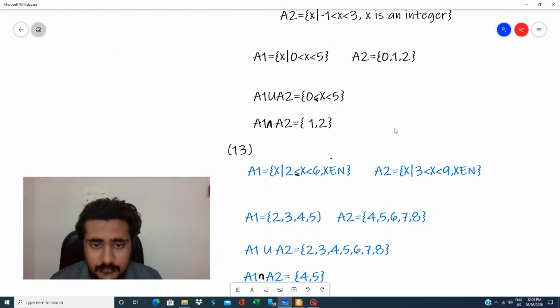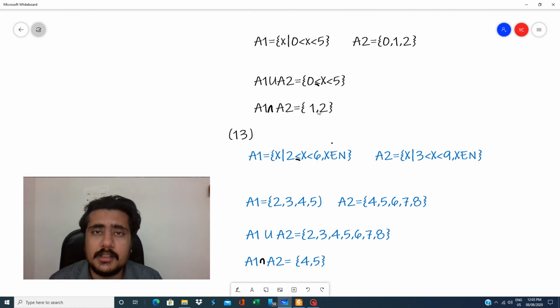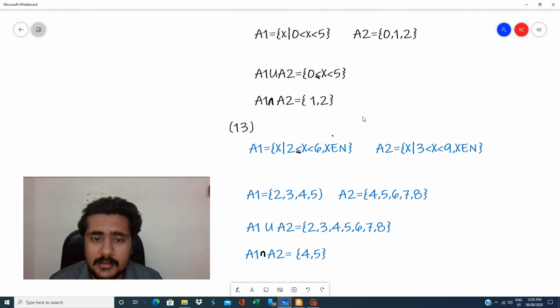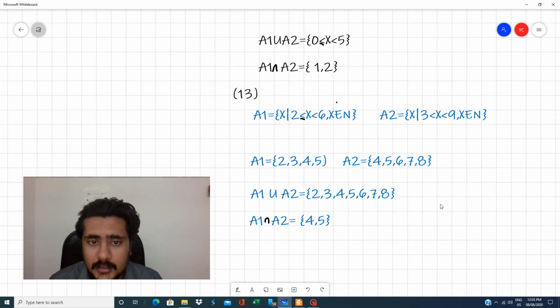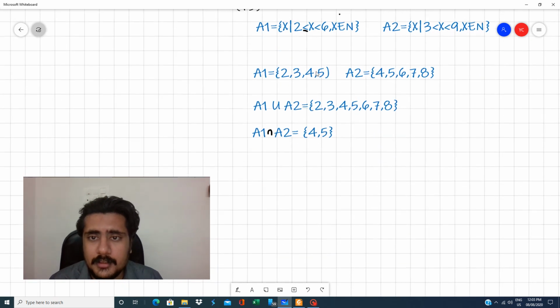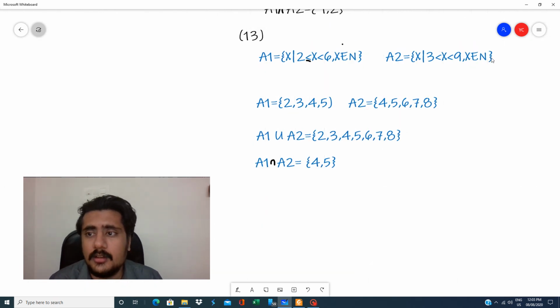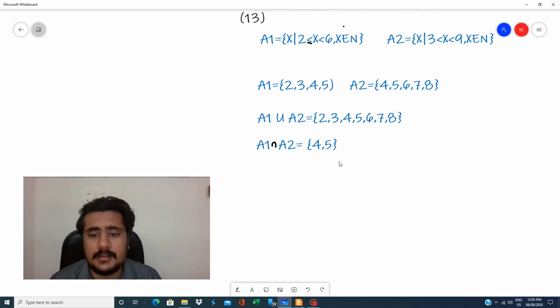Then A1 intersection A2 is 1 and 2. These two things I have written as integers. Okay, because of the intersection, the integers will be the same. Same way we have done the 13th sum. In the 13th sum it was given x belongs to natural numbers. So I have firstly converted all the events into numbers. That is, A1 is 2, 3, 4, 5 and A2 is 4, 5, 6, 7, 8. So union was easy and intersection was easy. Okay.